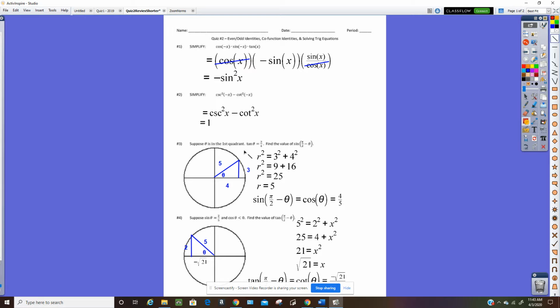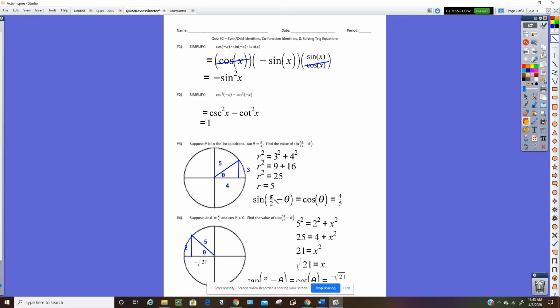Number 3, you're going to read this sentence here. Suppose theta is in the first quadrant, so you're going to make theta in the first quadrant. And the tangent, which is the opposite over adjacent, is 3/4. So the opposite is 3, and the adjacent is 4. And then you want to find the radius here by using Pythagoras. So r squared is equal to 3 squared plus 4 squared. So 3 squared is 9, 4 squared is 16, so r squared is equal to 25. When you take the square root, you get positive or negative 5, but the radius is always positive, so you're going to make that positive 5.